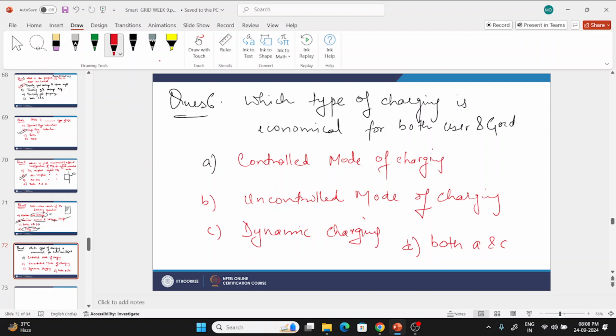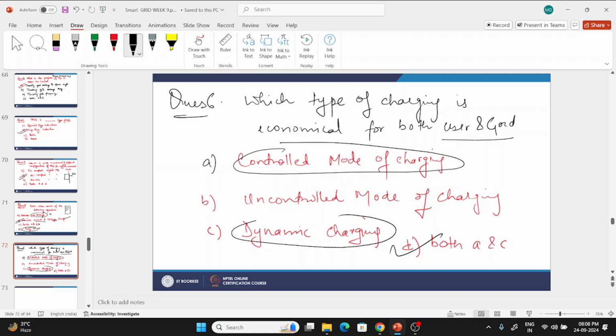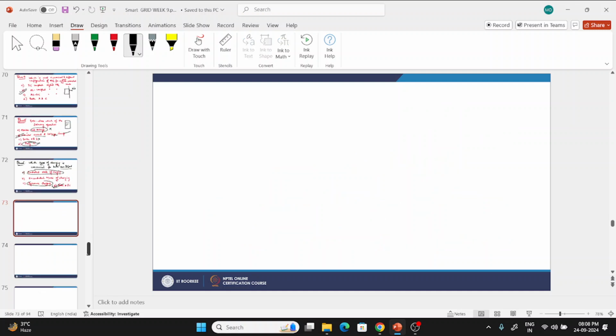I think it is visible. Yes, it is. So here in this, the economical mode of charging is control mode भी charging economical है for both user and grid and dynamic. तो इसीलिए the correct option is both B and C.